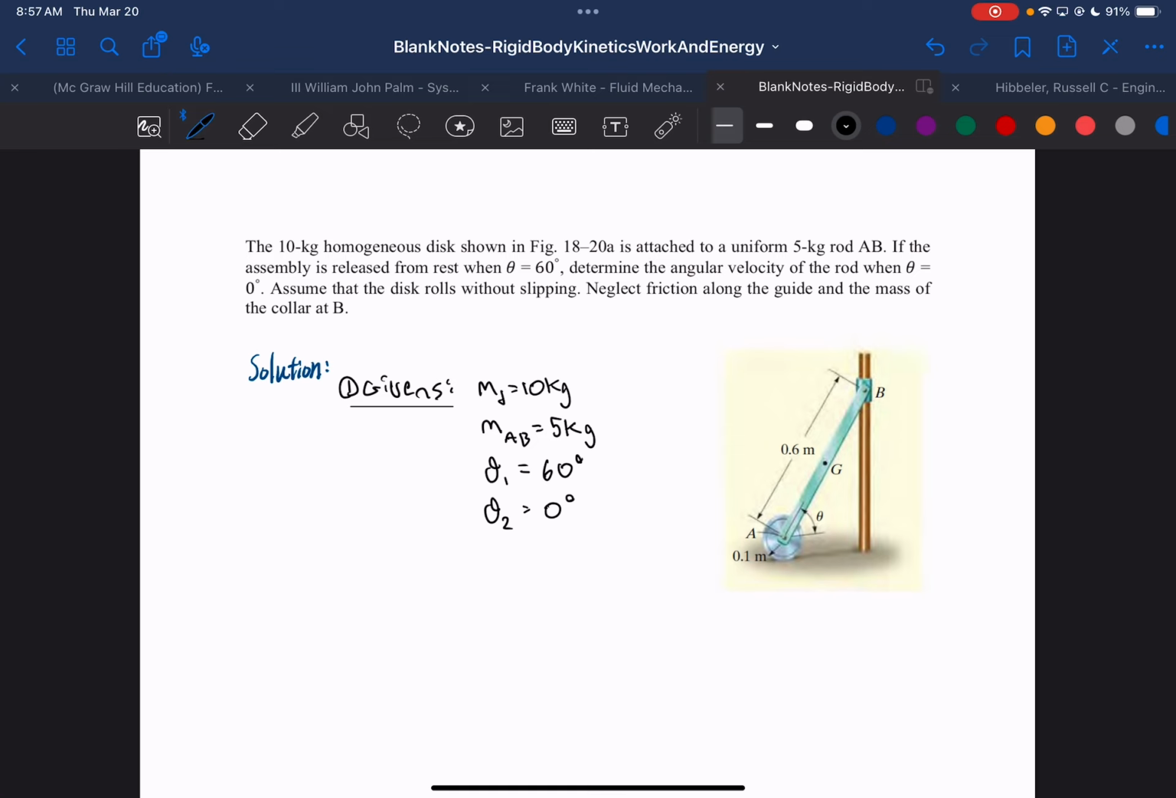Right? Am I given anything else worth writing down? Probably, but we're going to figure it out through the question, right? Okay. So we're going to go unknowns.